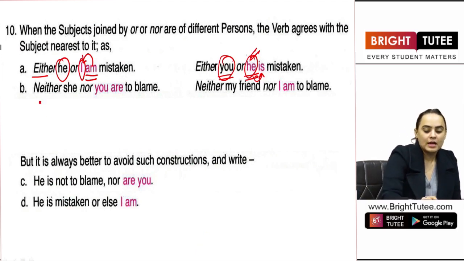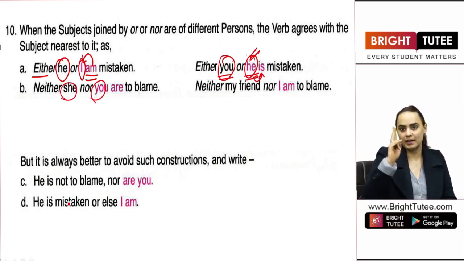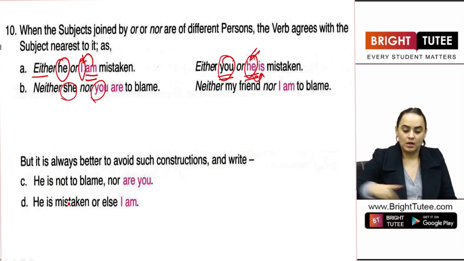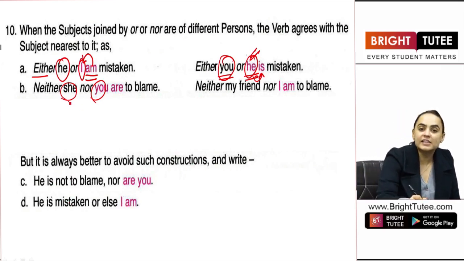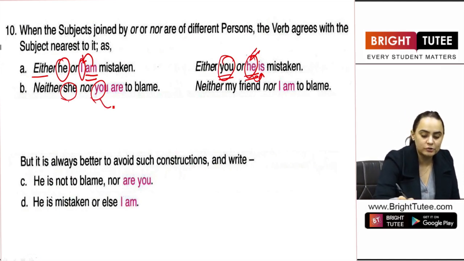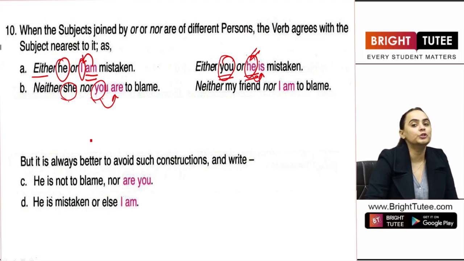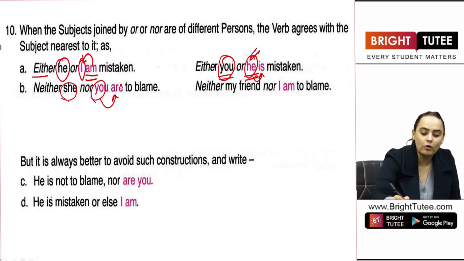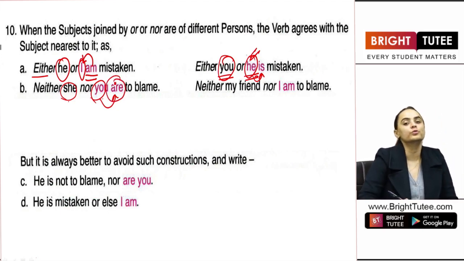Right? Neither she nor you. Again, two pronouns, she and you. She is singular, you is plural. What is the subject closest to the verb? You, which is plural. Therefore, my verb is also plural in nature.